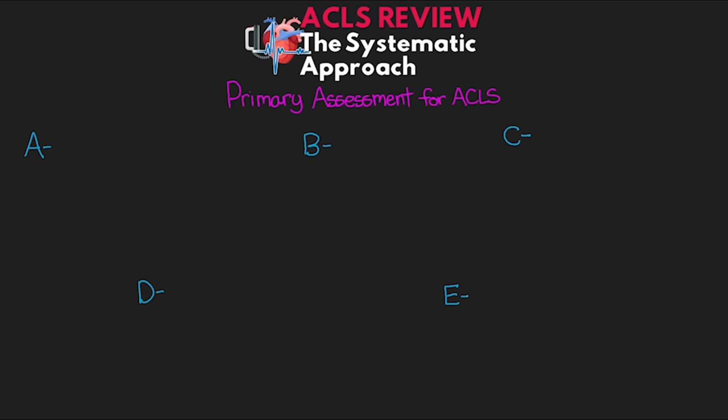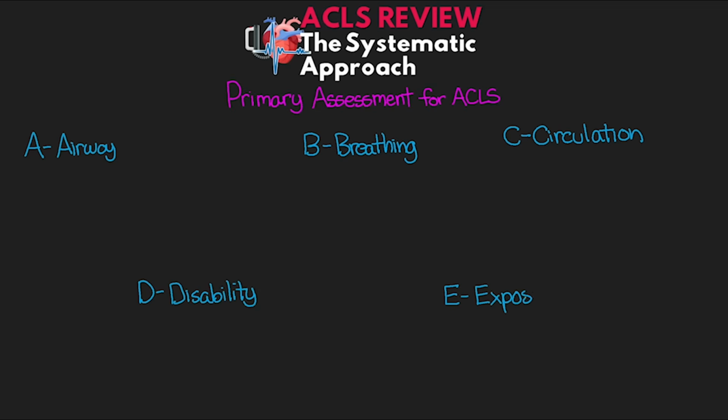All right, so here A stands for our airway, B is for our breathing, C is for our circulation, D is for our disability, and then E is for our exposure. So to begin, we want to maintain the airway of our patient. And this is going to be using something like the head tilt chin lift, as well as using a device like a nasopharyngeal or an oropharyngeal airway to help keep that airway open.